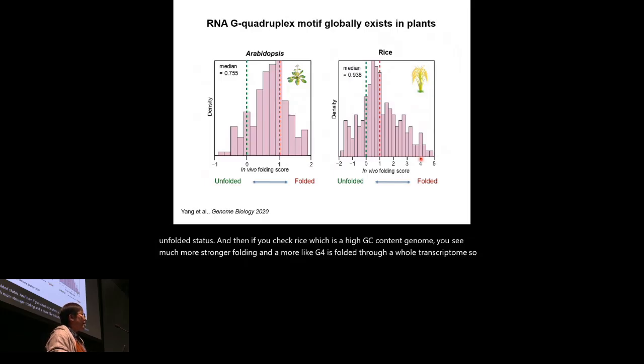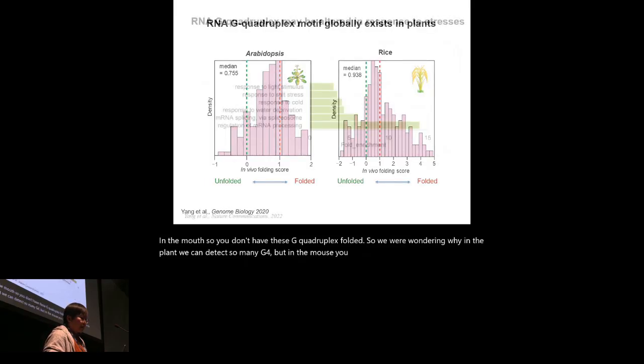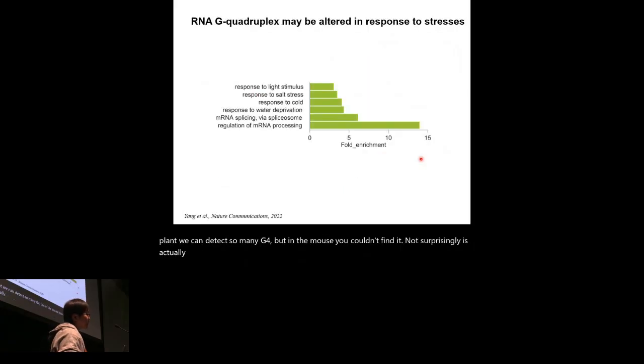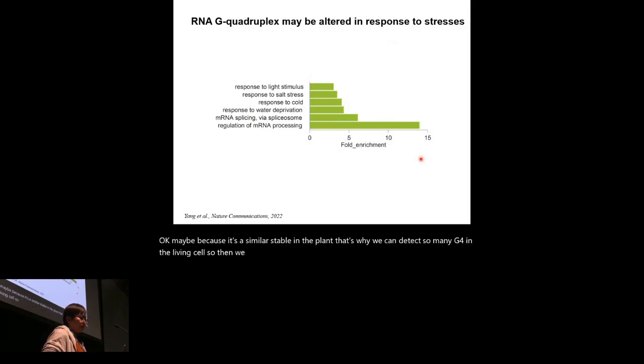So if you remember, in 2016 David Patel used another, DMS-based method to say that in human and in mouse you don't have these G-quadruplexes folded. So we were wondering why in the plant we can detect so many G4, but in the mouse you couldn't find them. Not surprisingly, it is associated with the stress response in the plant. So my postdoc thought, okay, maybe it is semi-stable in the plant, that's why we can detect so many G4 in the living cell. So then we focused on a very interesting function, the response to cold.